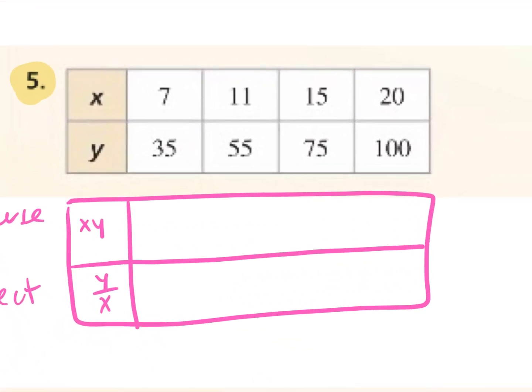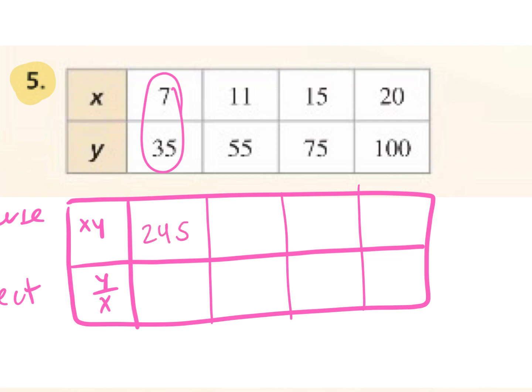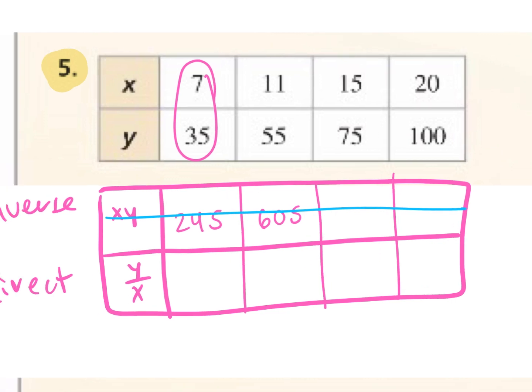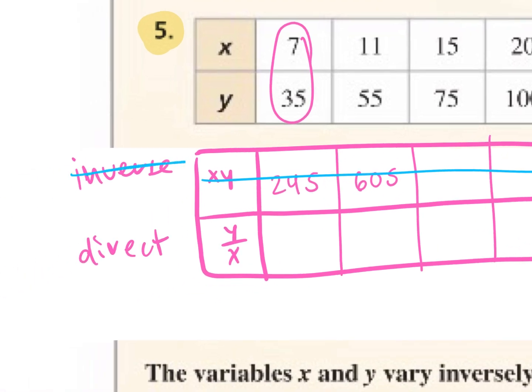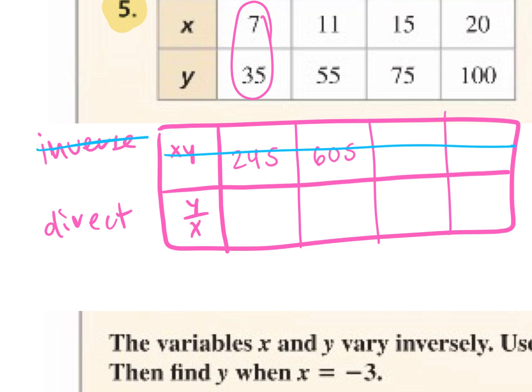So let's figure out which one we got here. So x times y, we're multiplying the columns together. What is 7 times 35? 245. What about 11 times 55? Are these a constant number? No. So it's not going to be inverse variation. As soon as you see that it's not a constant, you can cross that one off. It's not inverse variation.